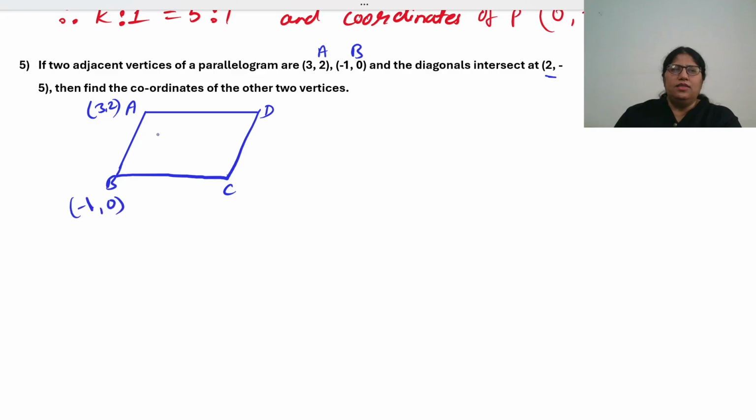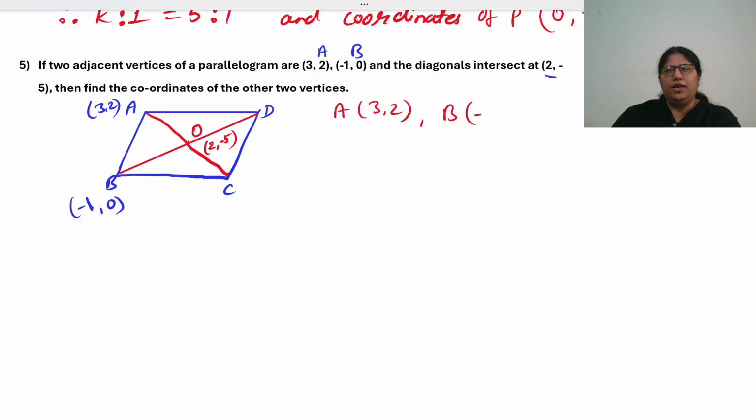And the diagonals, so let us draw the diagonals also. If I draw the diagonal BD, right? And what is the other diagonal if I take it? It is AC, right? So where do they intersect, at O, and the coordinates of O are 2 comma minus 5, right? So the coordinates of A are 3 comma 2, the coordinates of B are minus 1 comma 0, the coordinates of O are 2 comma minus 5.